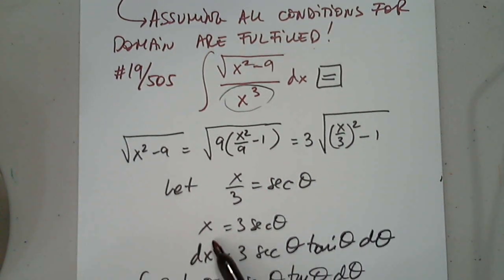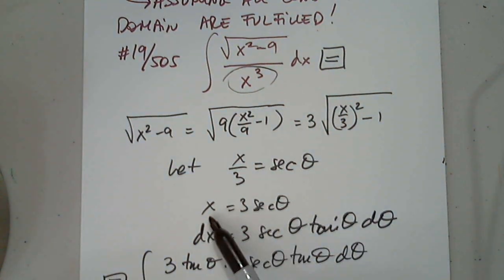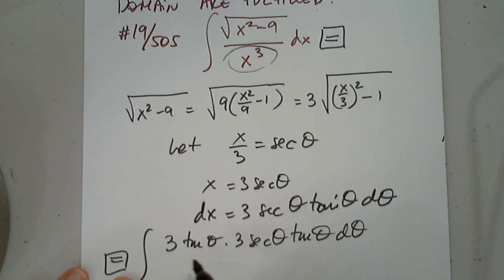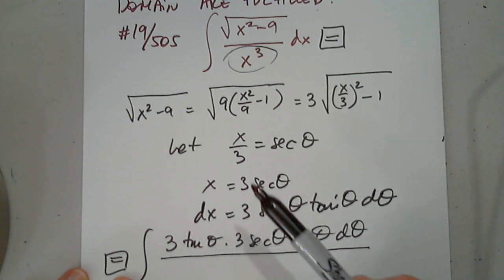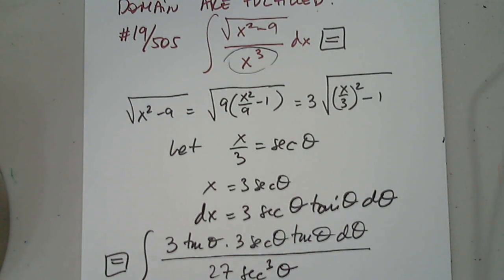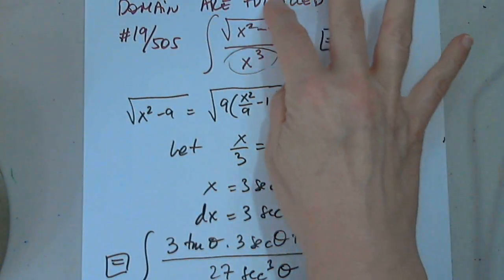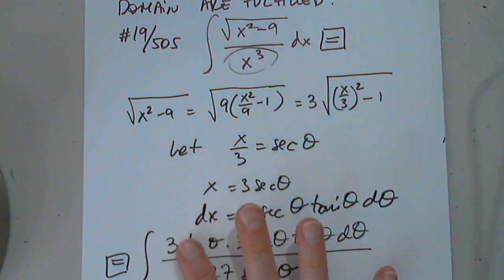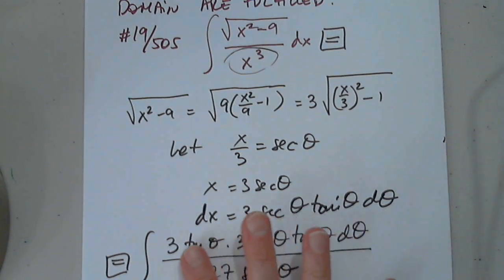No problem. All I have to do is cube x. So everything is divided by 3 to the third, 27. Secant to the third is secant to the third. So notice that the integral in x changed now into an integral in theta, d theta.